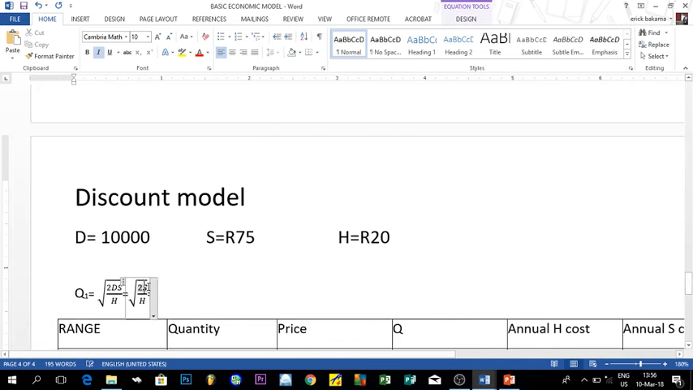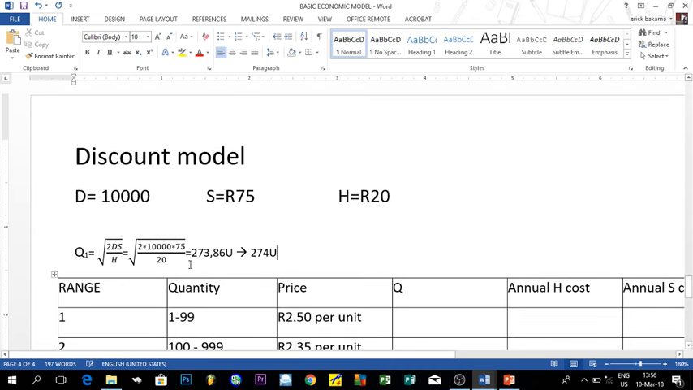The value of D is 10,000, and the value of S is 75, and then we have a value of H, which is 20 rand. So we need to replace everything into our calculator, which gives us 2 multiplied by D, which is 10,000. Then we have 10,000 times 75, that we divide by 20. The value that we get is approximately 273.86. So this is the value of Q. Remember, it's the number of units, so we can say it is approximately 274 units.